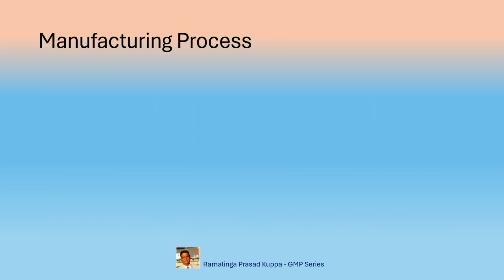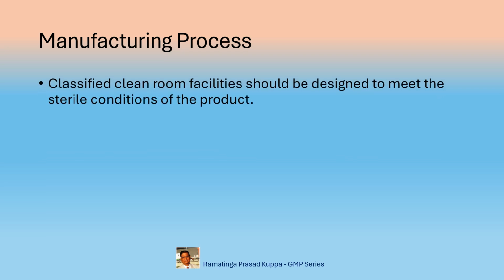Manufacturing process. Classified clean room facilities should be designed to meet the sterile conditions of the product. Classified means that the areas should meet requirements of each class. For example, class A, class B, class C, and class D in terms of various parameters that were discussed in earlier slides.